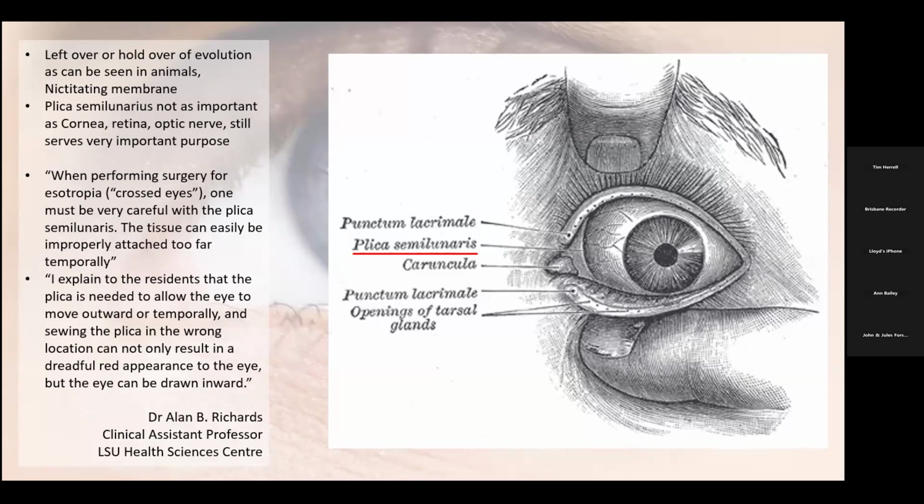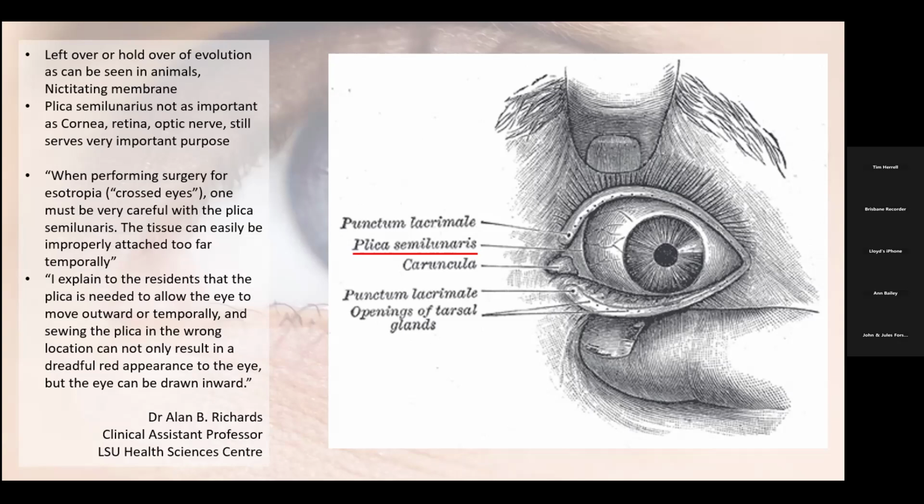So the idea, it's a leftover and holdover of evolution, as can be seen in plenty of animals. And as we said, it's that membrane. So without a doubt, it's not as important as something like the retina or the cornea or the optic nerve. I'm not stepping on your stuff, Robin, it's okay. But it still does serve a really important purpose.